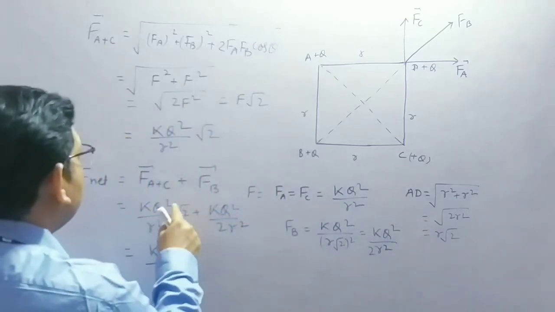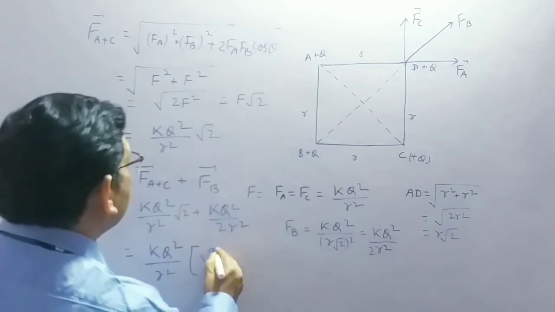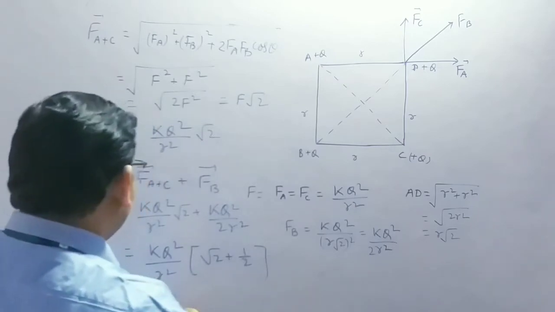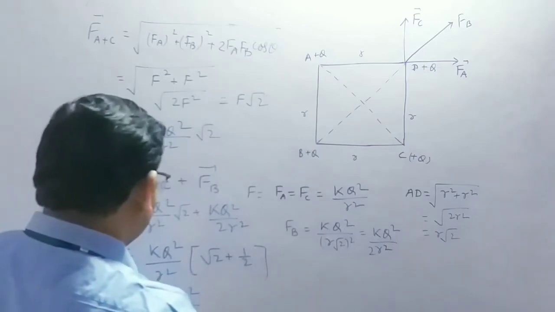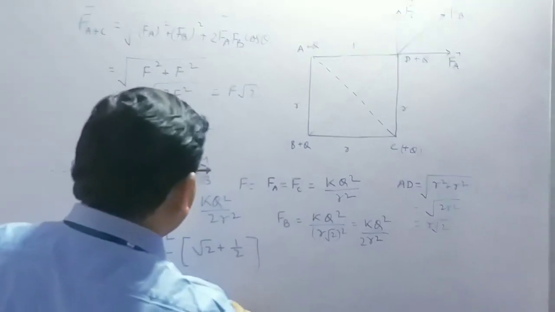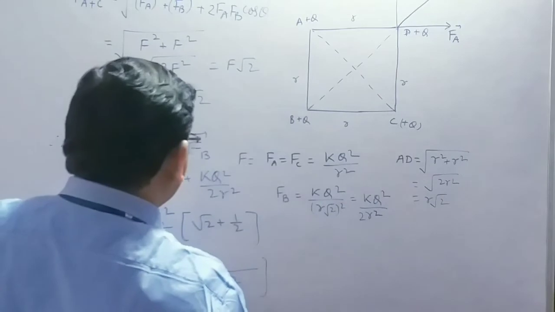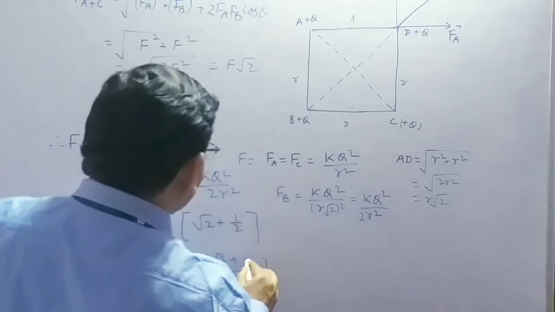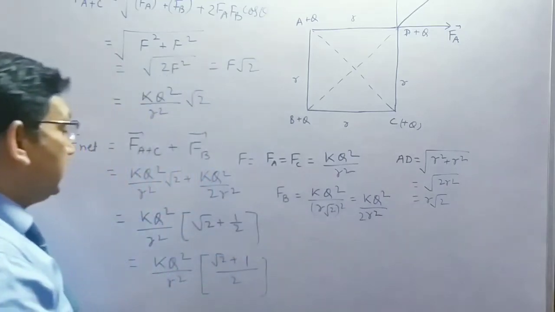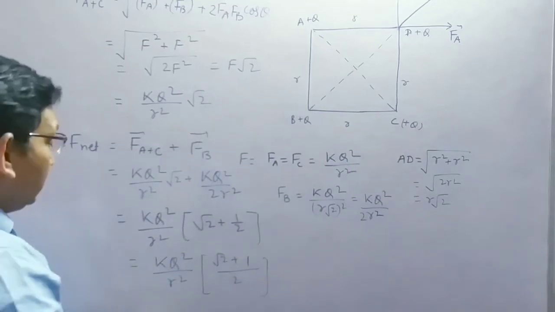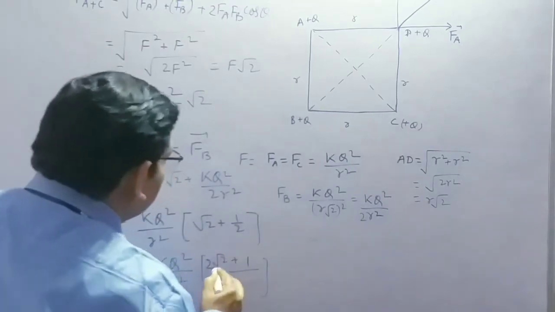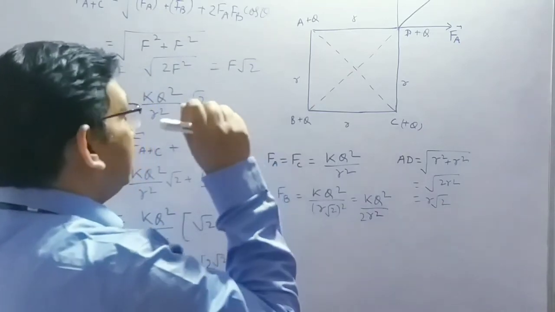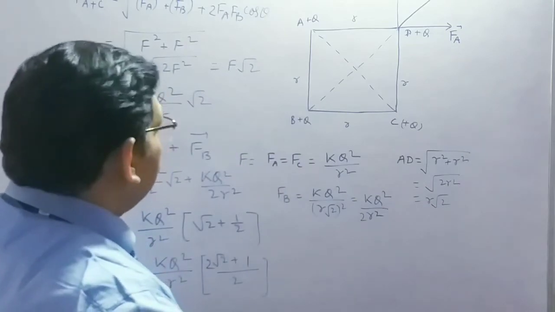So taking common KQ square by R square, we have root 2 plus half. So that is the answer, or either you can go one more step. Taking root 2 plus 1, KQ square by R square, 2 root 2 plus 1 by 2. That is the answer when we are taking the charge at one of the vertices of the square.